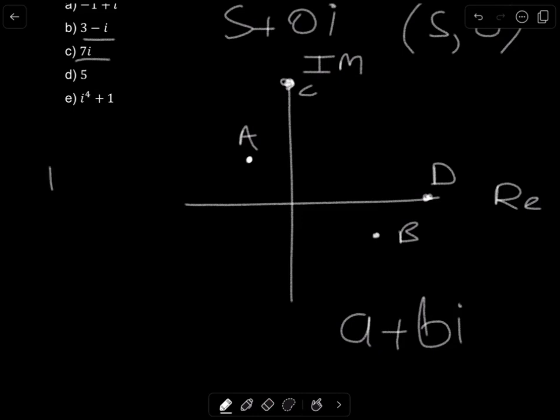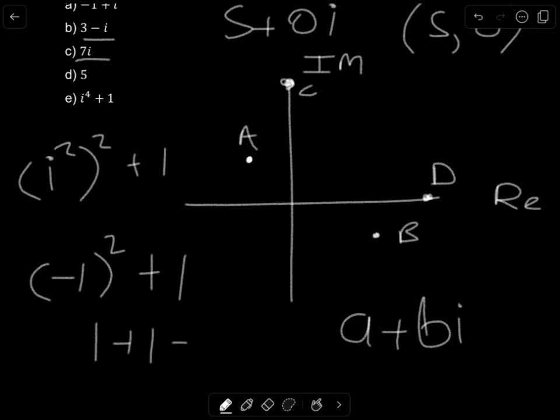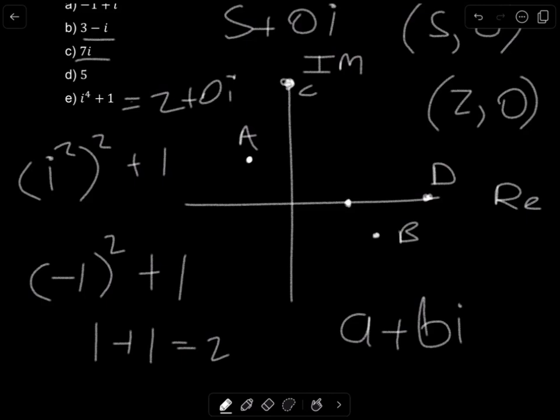i to the power 4, well, that's i squared, all squared, plus 1. i squared squared gives us i to the power 4, by the law of exponents, 2 times 2 is 4. i squared we know is -1, and that's going to be squared, plus 1. So we have (-1) squared, that's just +1, plus 1, that's equal to 2. So this is actually just equal to 2. So it's 2 plus 0i, and that's represented by the ordered pair 2 and 0. Let's check where 2 and 0 would go. That would be here, about there. So that's going to be point E.